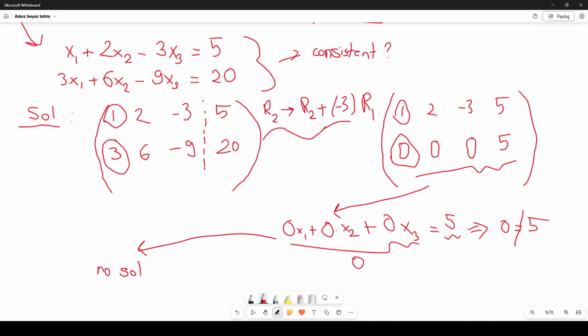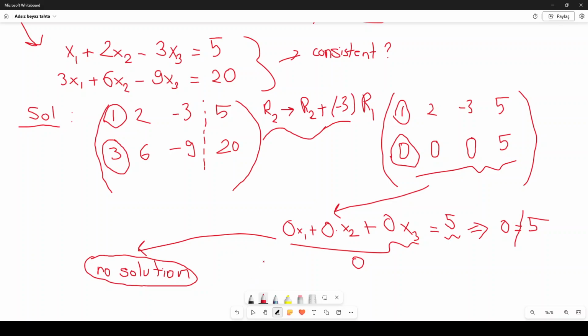No solution, because we reached a very ridiculous result saying that 0 is equal to 5. So algebraically, this is always false. And this is how I decide the system has no solution.